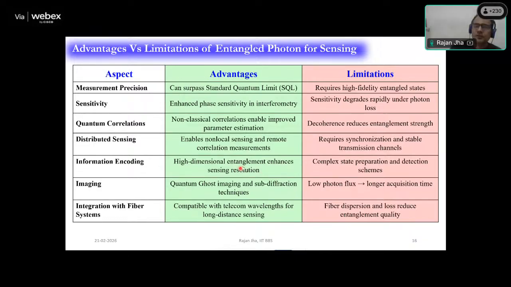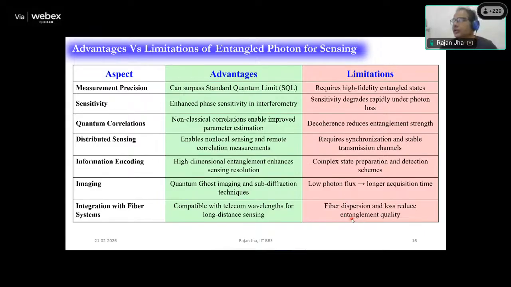Information coding is possible, but preparation of such a state is very, very difficult for coding. Ghost imaging and sub-diffraction techniques are there, but if you have a low photon flux, a lot of time is required to do that. Now, integration with fiber systems: these are compatible with long wavelength systems. But that fiber has a natural dispersion and losses, and therefore it can reduce the entanglement quality.